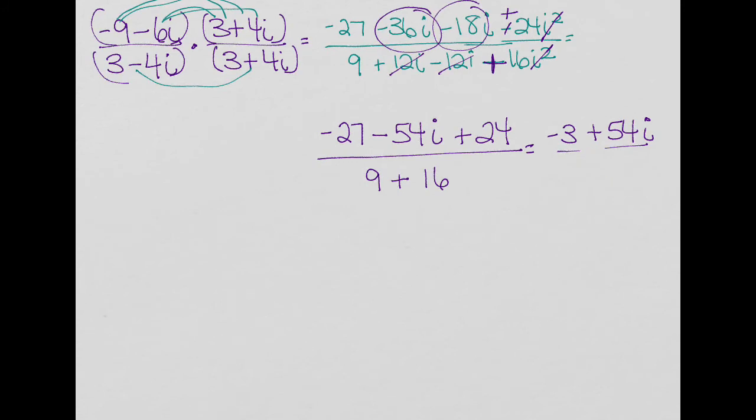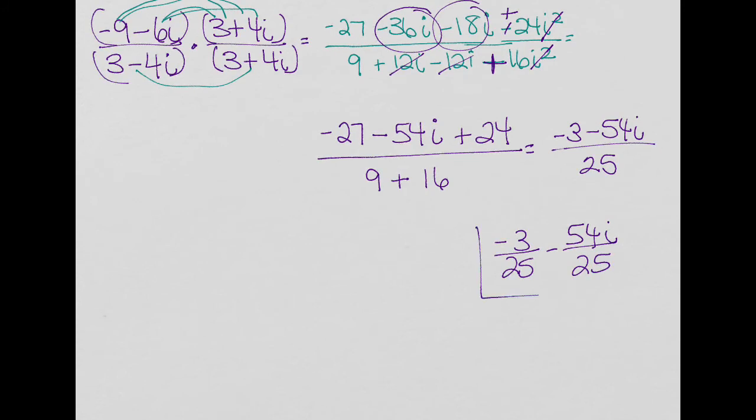Okay, I'm going to have to give up on this tonight. Negative 3 minus 54i over 25. And you need to have two separate fractions for this. So negative 3 over 25 minus 54i over 25.